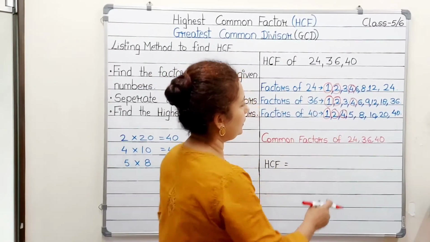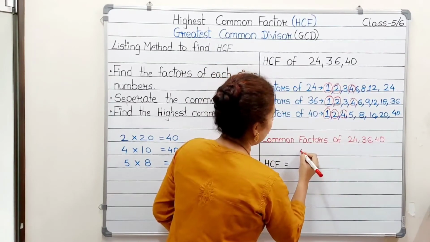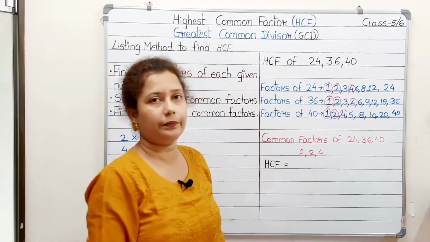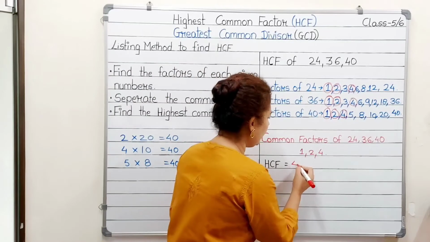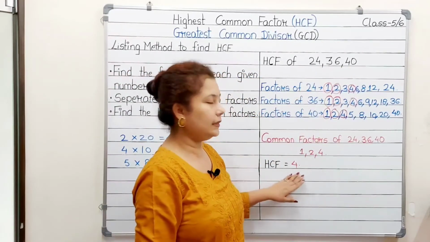So the common factors of 24, 36 and 40 are 1, 2 and 4. And the highest common factor in this list is 4. So the HCF of 24, 36 and 40 is 4.